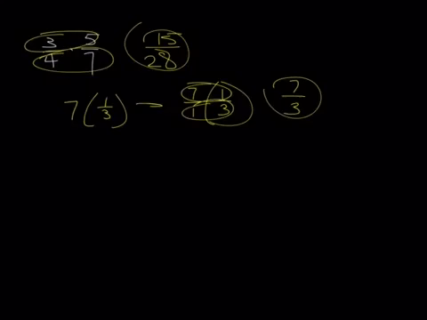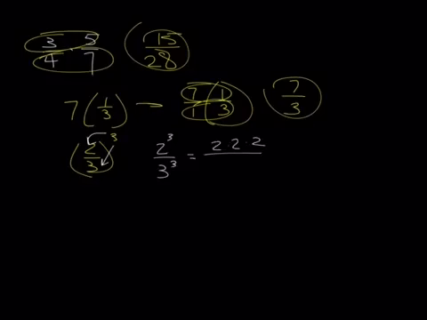Now when you have something like 2/3 and you have parentheses and it says cubed, what is being cubed here? Well, everything in the parentheses is being cubed. So 2 is being cubed and 3 is being cubed. So 2 cubed, 2 times 2 times 2, over 3 cubed. 2 times 2 times 2 is 8. 3 times 3 times 3 is 27.